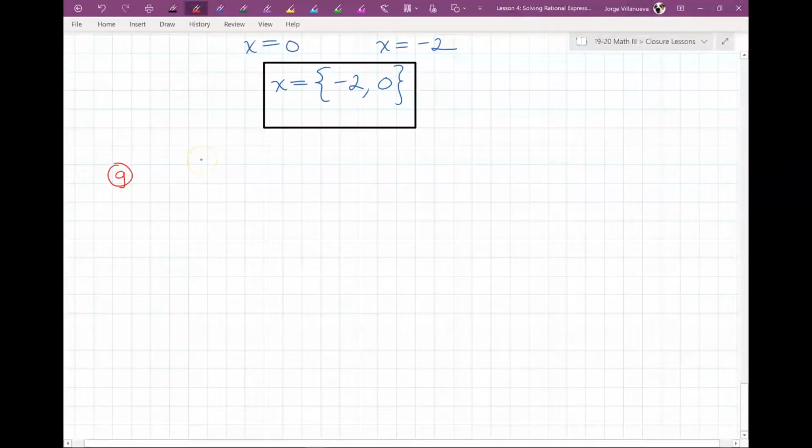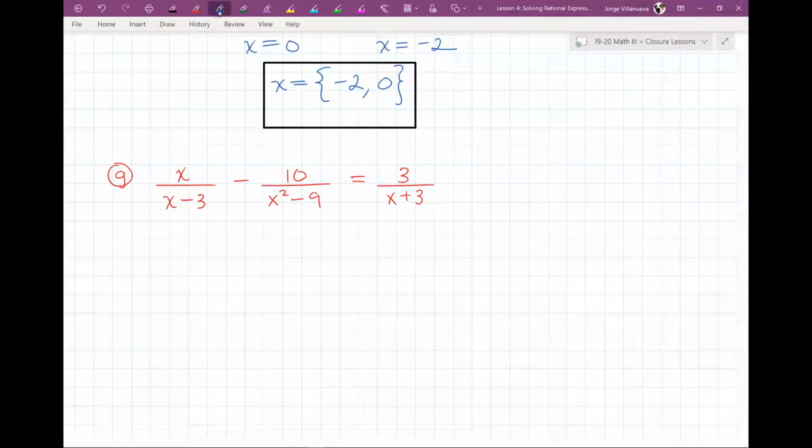All right, so here we go. x over x minus 3 minus 10 over x squared minus 9 equals 3 over x plus 3. Now remember, to do these, you gotta multiply by the LCD. This is gonna get a little messy here, but it's okay. We have 3 different denominators this time.